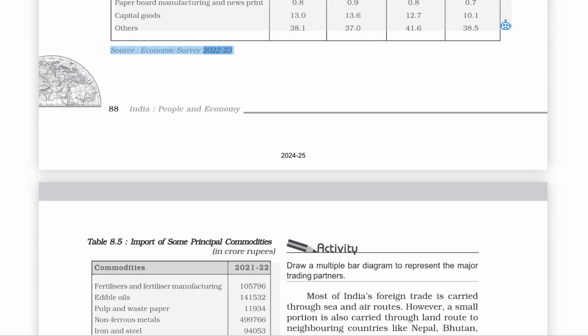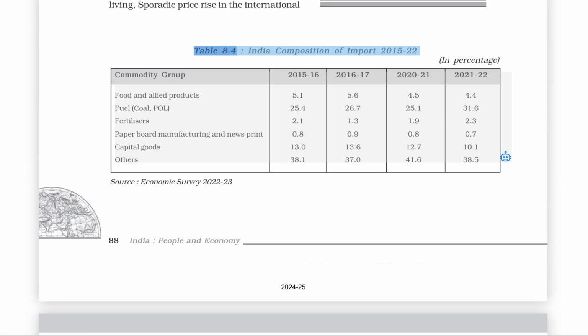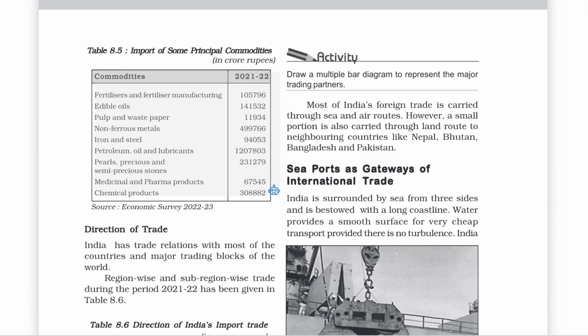Source: Economic Survey 2022-23. Table 8.4, India Composition of Import 2015-22. In percentage.